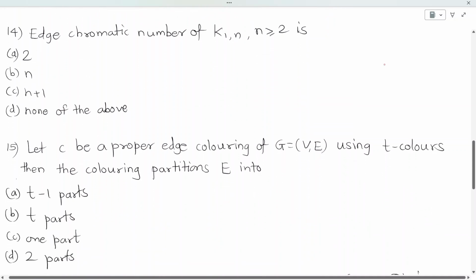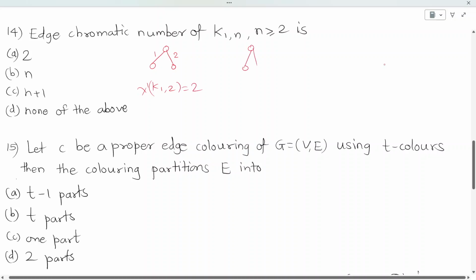Next objective is edge chromatic number of K1,n, n greater than or equal to 2. Okay, so let us draw. Given n greater than or equal to 2, again I have chi dash of K1,2 is equal to 2.